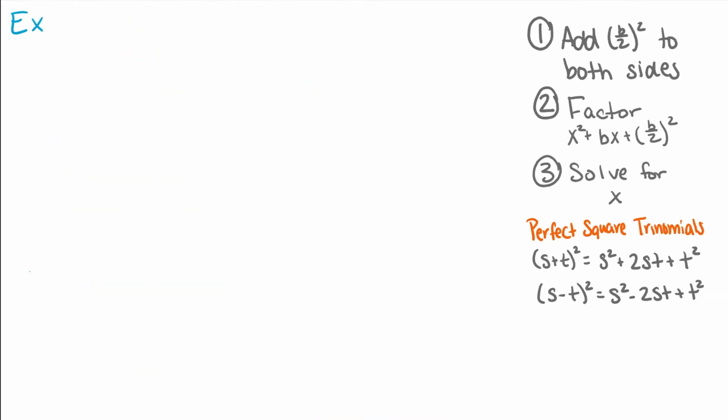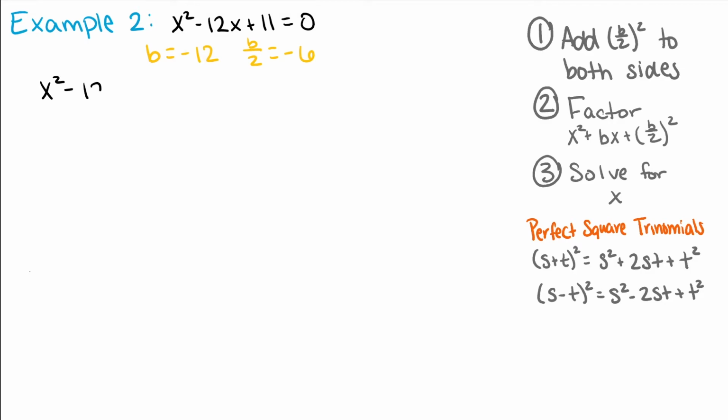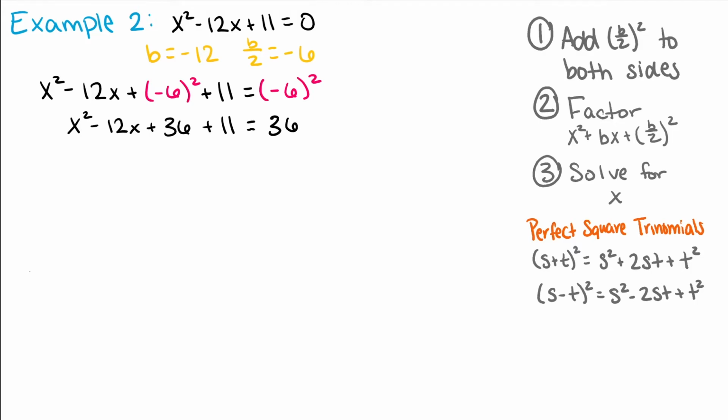Let's take another example. X squared minus 12x plus 11 equals 0. Our b is negative 12, which means b over 2 is negative 6. We'll add b over 2 squared to both sides. So that gives us x squared minus 12x plus negative 6 squared plus 11 equals negative 6 squared. This is equal to x squared minus 12x plus 36 plus 11 equals 36.